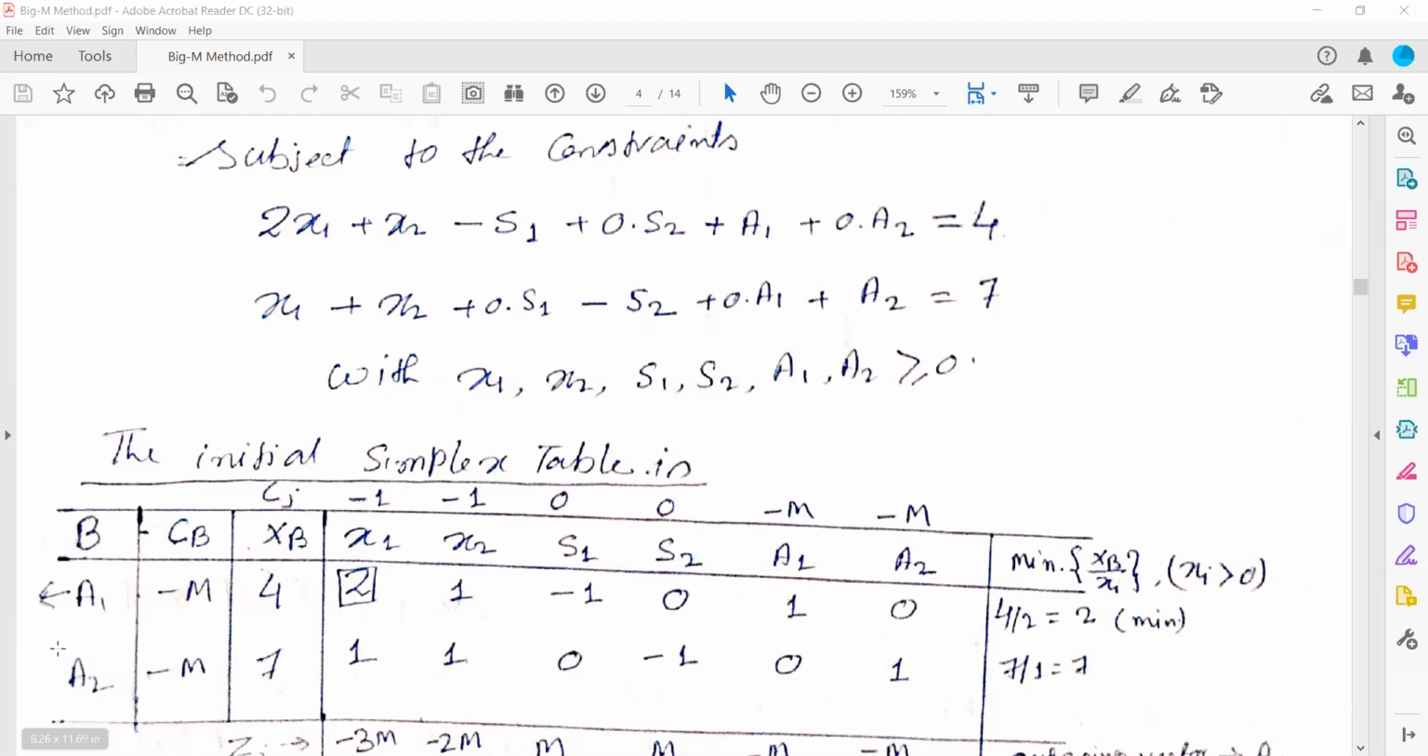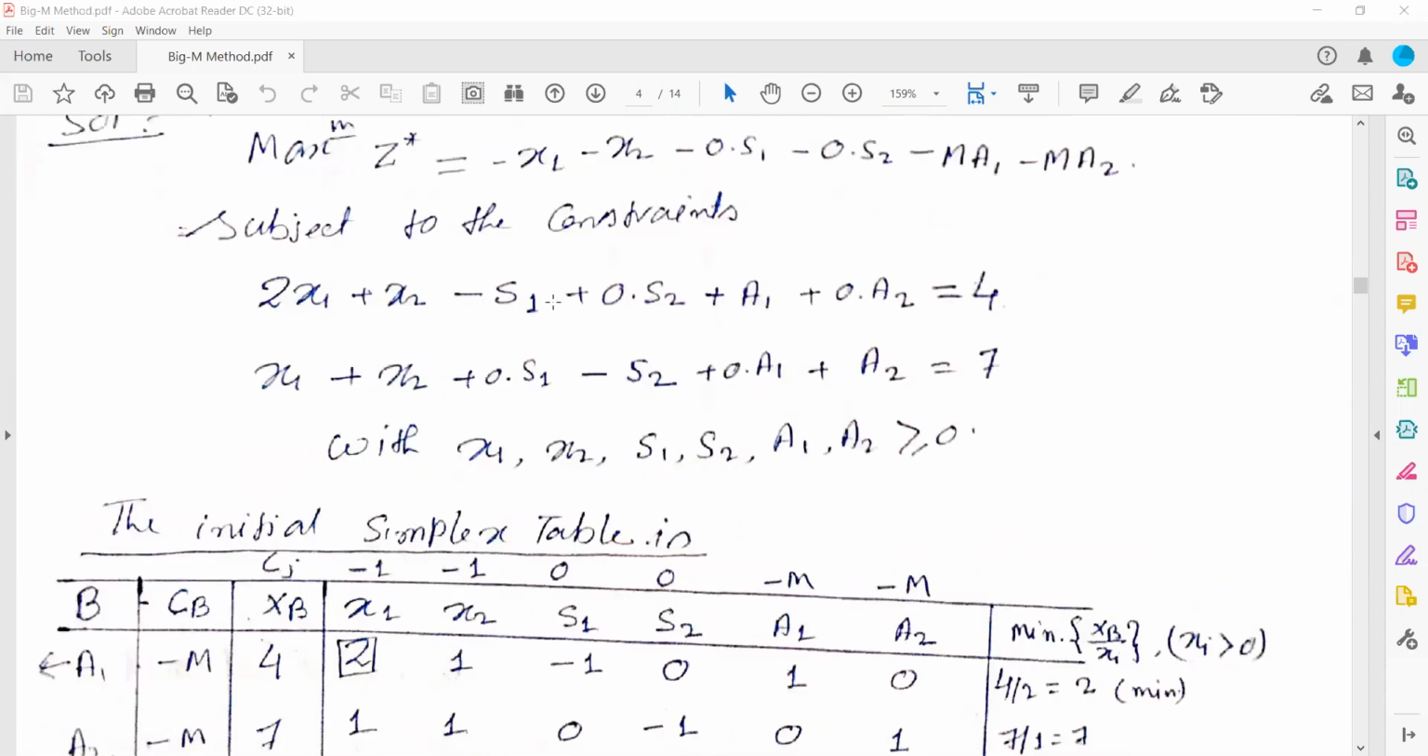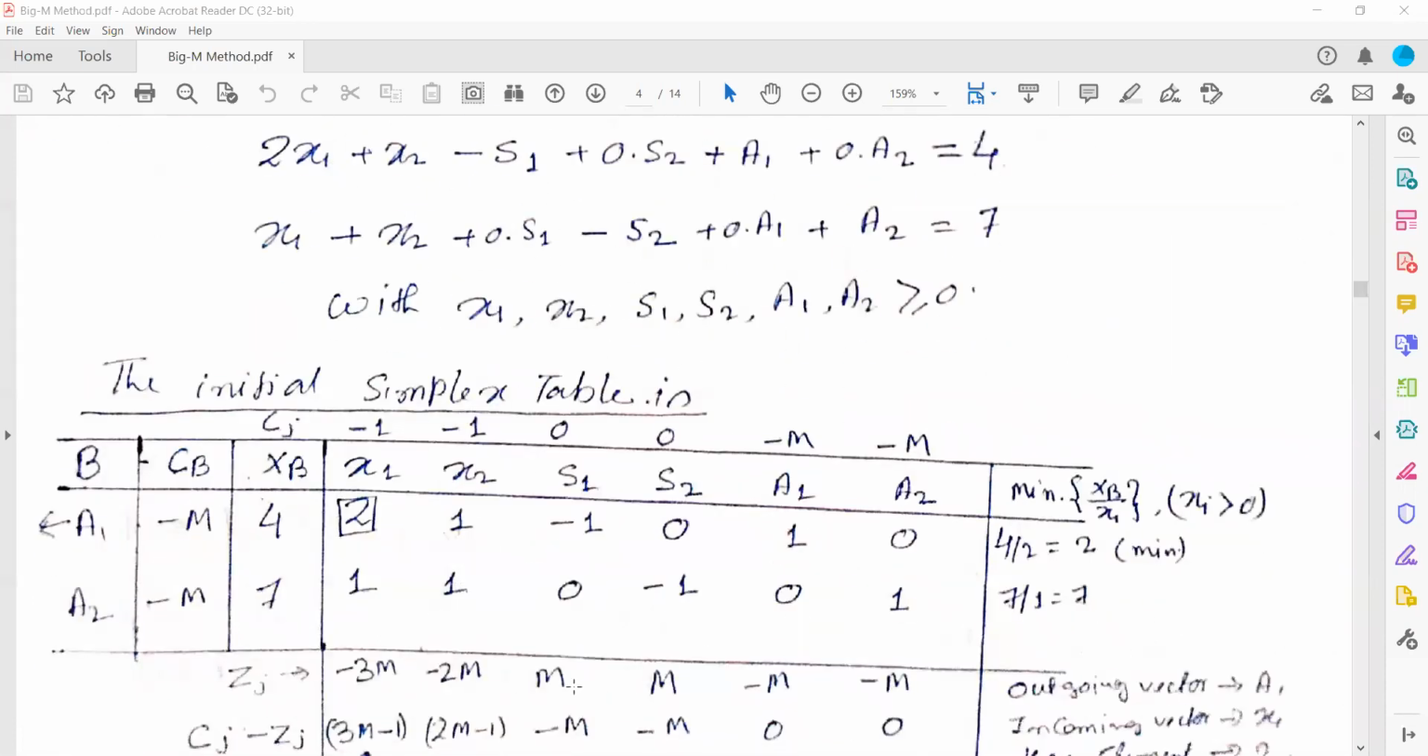Then what is the coefficient of A1 and A2? That is minus M and minus M, so I have written that. Then XB is 4 and 7. Then this is the coefficient of X1, X2, S1, S2, A1, A2 from the first equation.